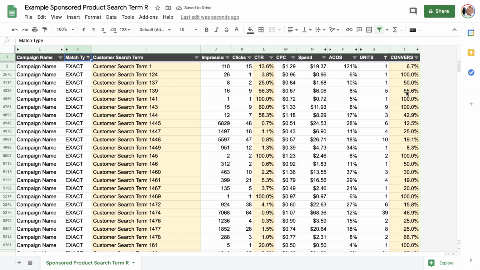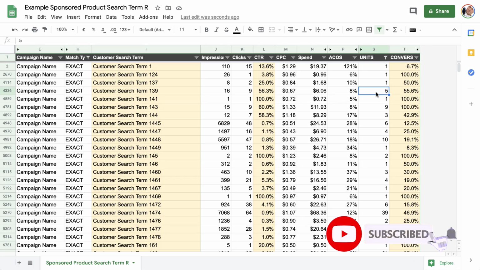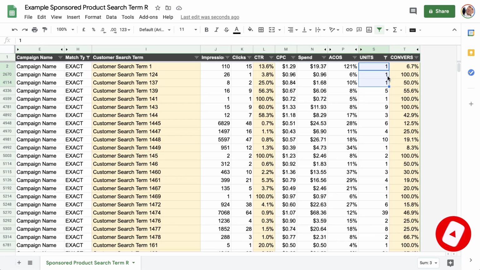And now the second thing you want to see is, if you don't have at least 5 sales, this information that has only one sale on a keyword is not valid.